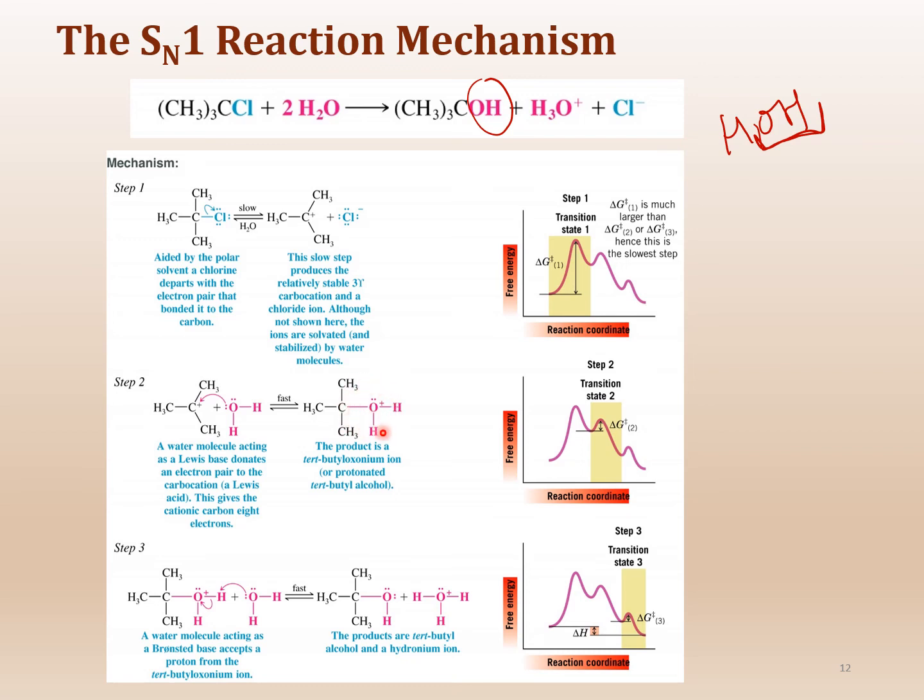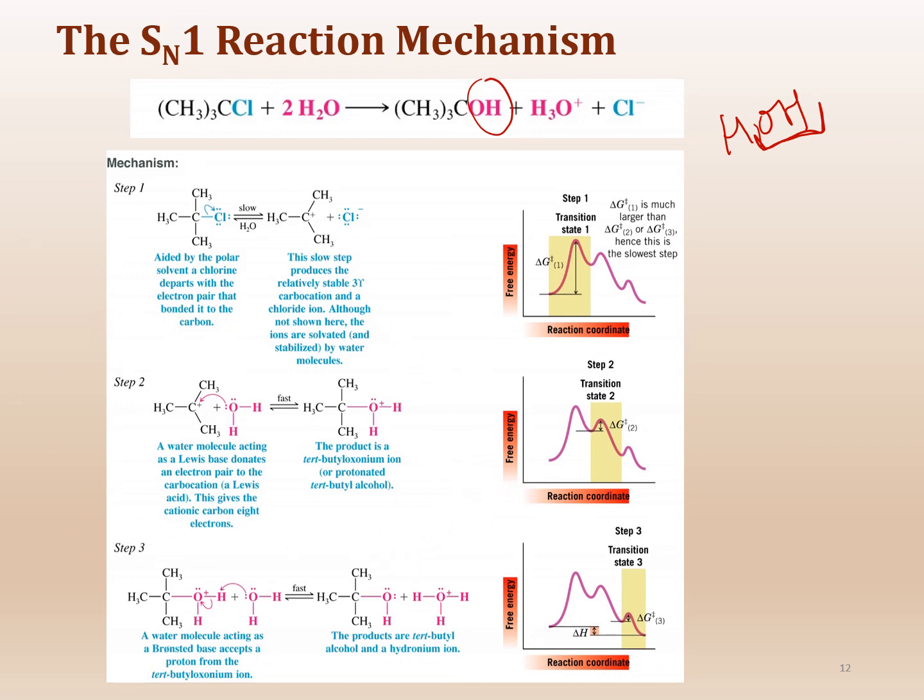Oxygen now has 3 bonds, hence the positive charge, because now you have a formal charge of +1 on oxygen. The last step is where this oxygen is going to get deprotonated. So another water molecule comes by, picks up a proton, and you finally have a product that is neutral, a kind of happy looking product that you were hoping for. So this is what happens in an SN1 reaction.